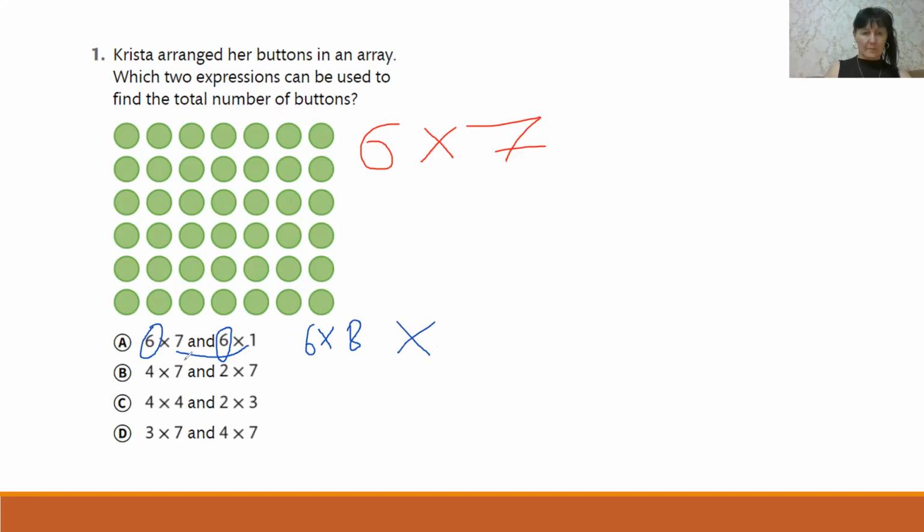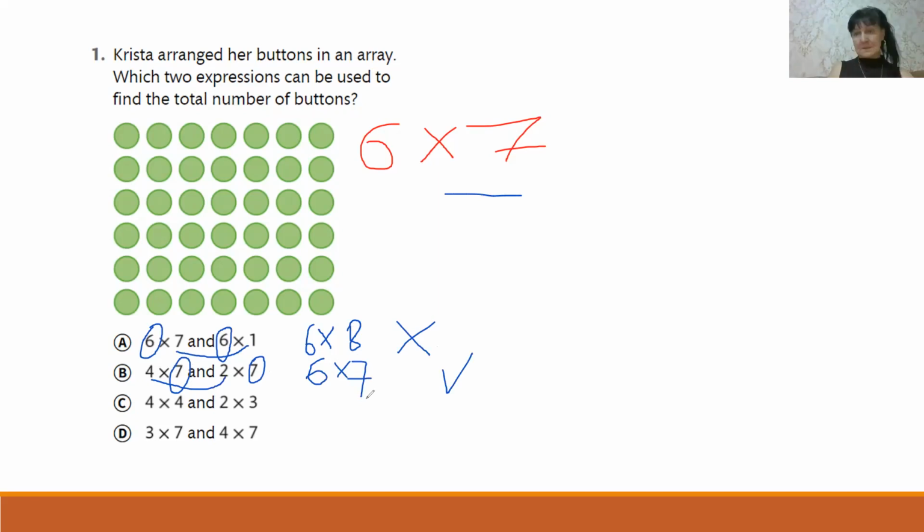Again, I'm looking for the same factor at the same place. Here I can see 7 at the second place and 7 at the second place. Now I'm adding these, and here I can see that I have 6 times 7. And this is okay. This is what we need, yes?